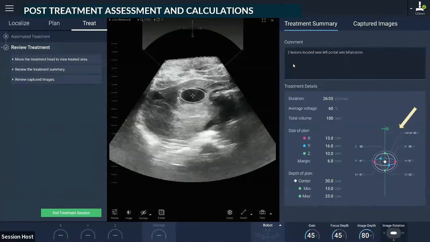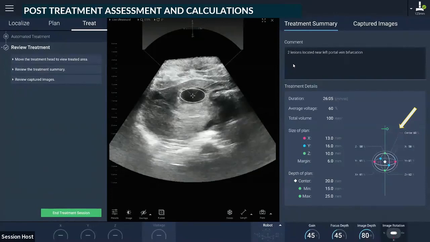Then when we have done the procedure, we need to evaluate it, and we can do it right away. In our case, we do it with contrast enhanced ultrasound, or we can do an MRI the same day or the next day to check what we have done.